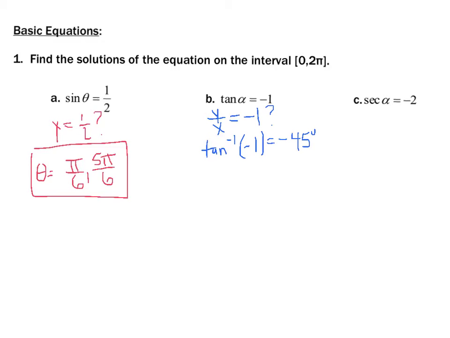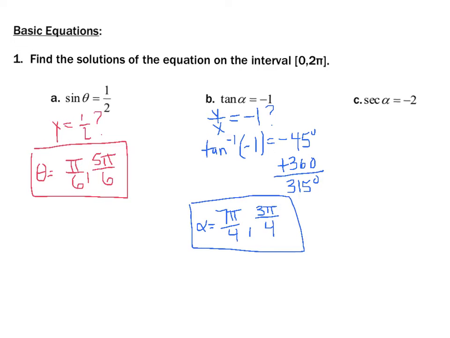But remember, we wanted our answer between 0 and 2 pi, so we want this number to be positive. So we're going to find a coterminal angle. We're adding 360, so we get 315. Now we're going to go to our unit circle. 315 is equivalent to 7 pi over 4. So my first answer is 7 pi over 4. Now this only works for tangent, but to get our second answer for tangent, you're going to go diagonal. If you go diagonal from 7 pi over 4, I'm going to be at 3 pi over 4. So in this case, alpha equals 7 pi over 4 and 3 pi over 4.